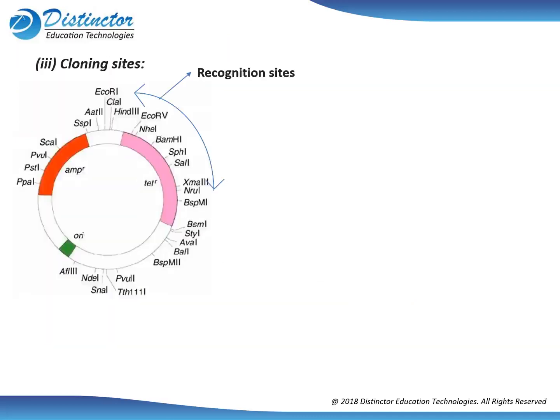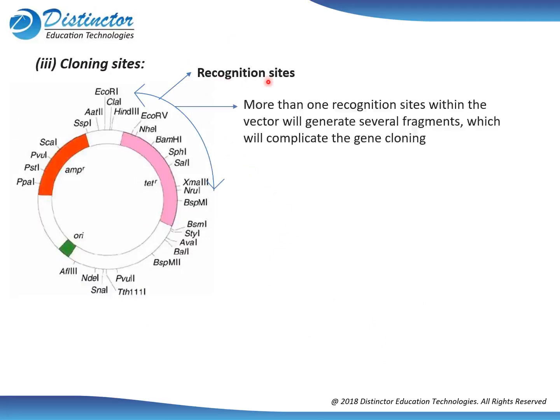The next one is the cloning site or the recognition site. So what does this recognition site mean? More than one recognition site within the vector will generate several fragments, which will complicate gene cloning. The recognition site is the site recognized by the restriction enzyme. So if there are multiple recognition sites, the plasmid cannot be cut cleanly.